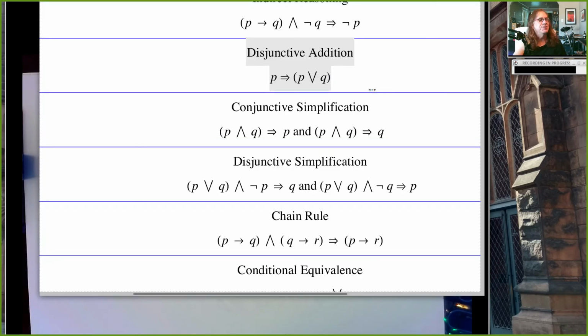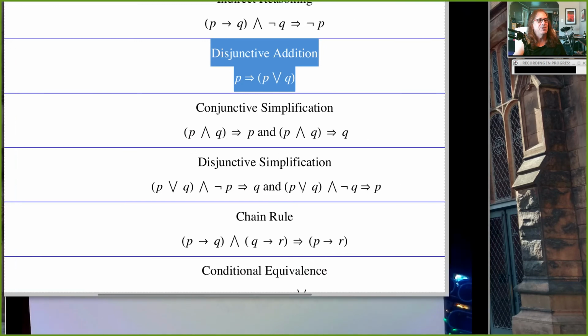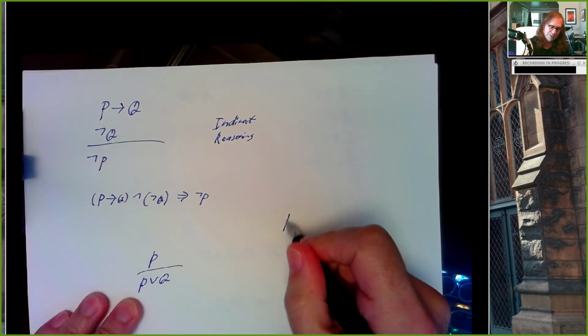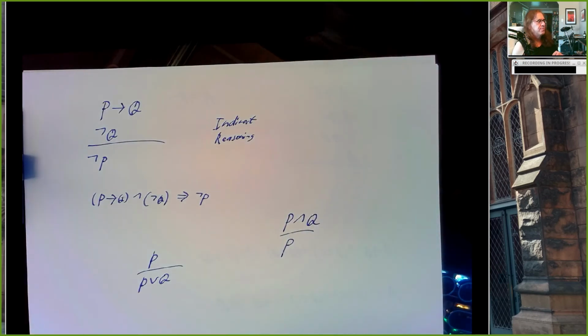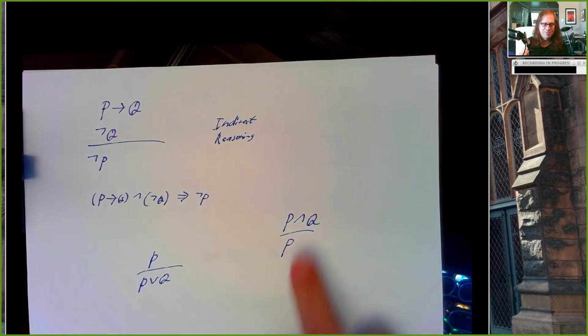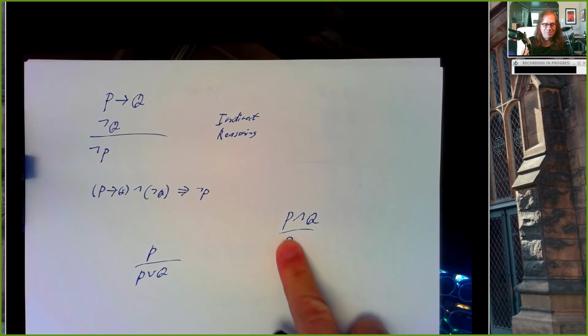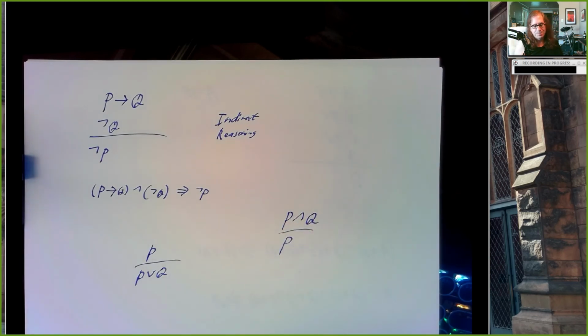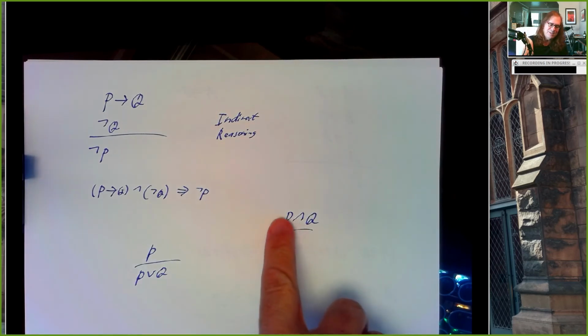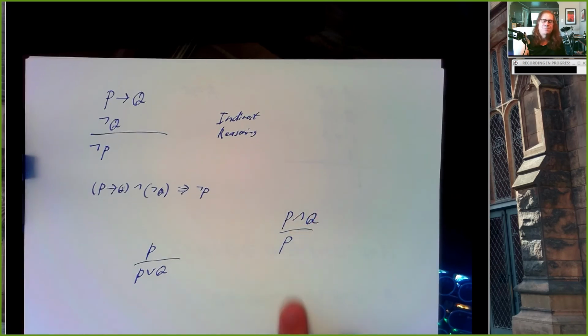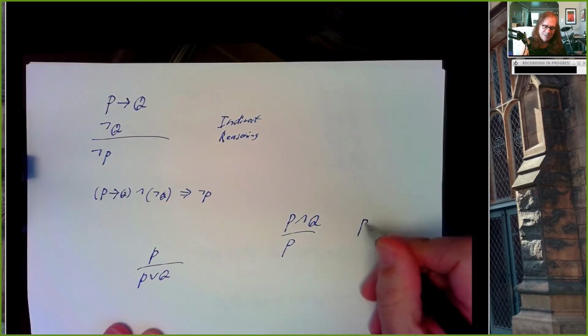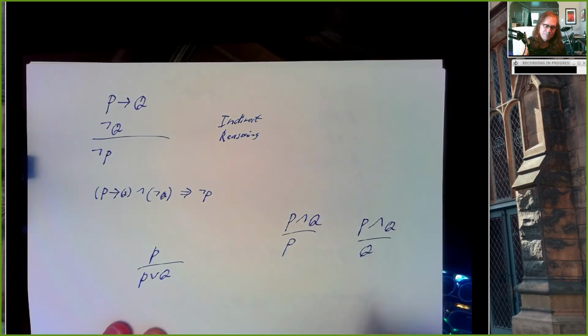All right, we've got conjunctive simplification. P and Q implies P. So if you're told this, you can conclude P. And that's sort of, you know, kind of what an and means. If we're told P and Q is true, well, then P itself must be true, right? If P was false, P and Q would have to be false. So if I tell you it's sunny and 1 + 1 = 2, you can conclude from that that it's sunny. You could also conclude from that 1 + 1 = 2.